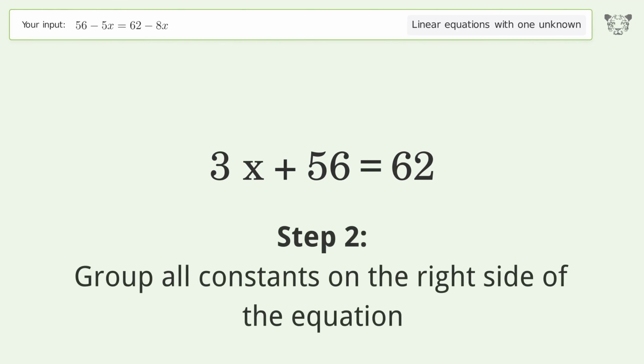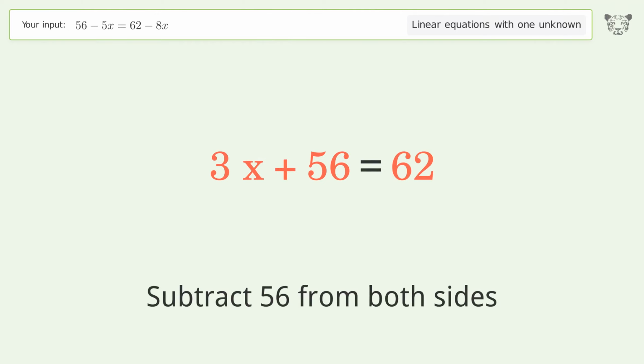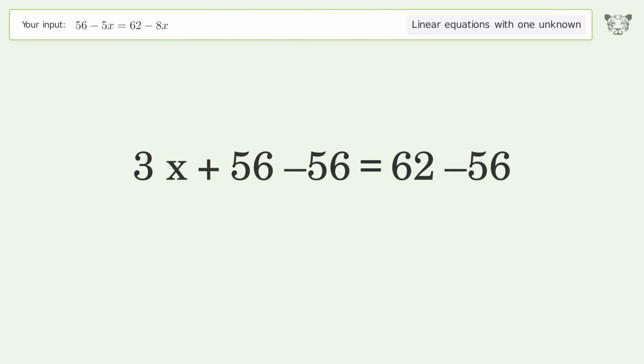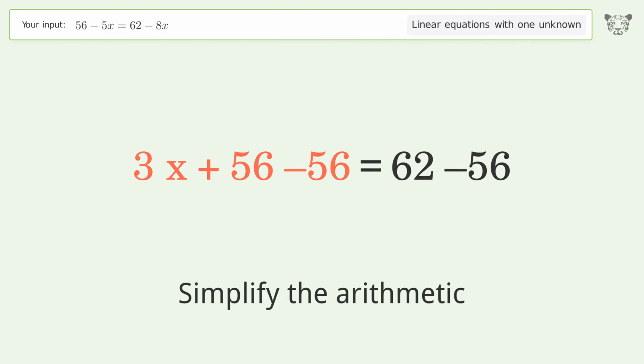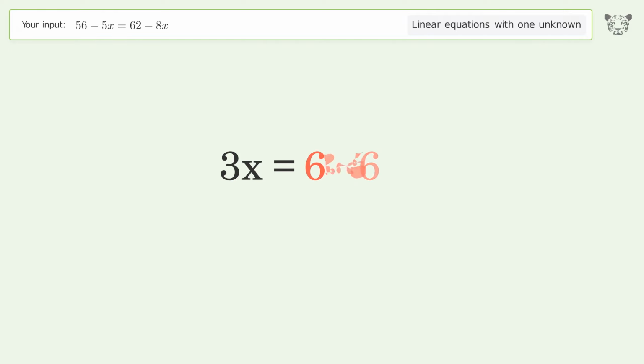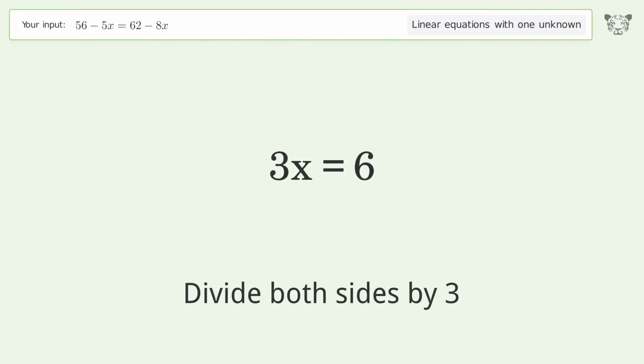Group all constants on the right side of the equation. Subtract 56 from both sides. Simplify the arithmetic. Isolate the x. Divide both sides by 3.